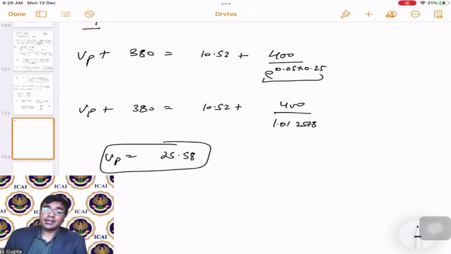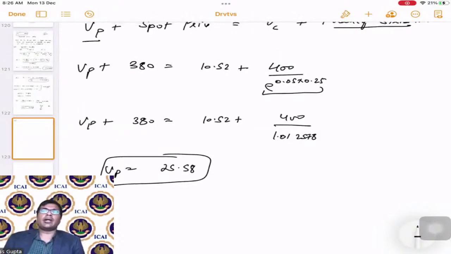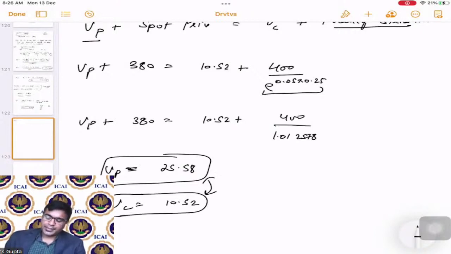Now, students, please see the value of put is coming out to be 25.58. However, the value of call was only 10.52. Why is there so much of a gap? The reason being, currently the spot price is lesser than the exercise price. Hence, people are looking towards put option as a more viable option compared to the call option, because put option will fetch them better returns compared to call option, as currently the strike price is higher and the spot price is lower.